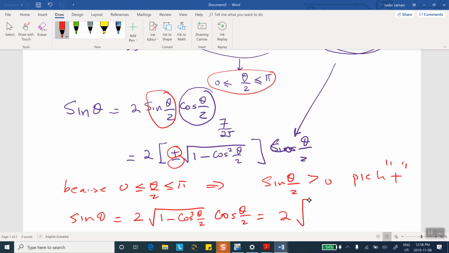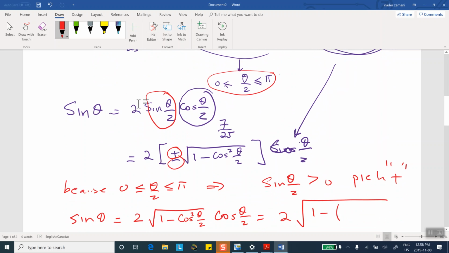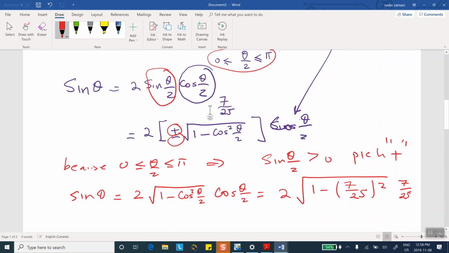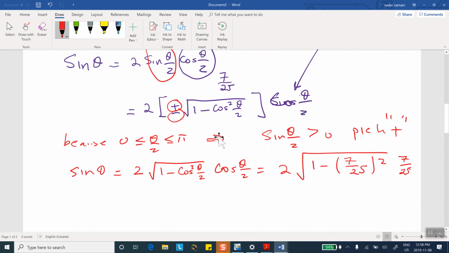So 2 square root of 1 minus, what was that cosine? It was 7 over 25. 7 over 25 squared, and then 7 over 25 outside the radical. As far as I'm concerned, this is a perfectly legitimate answer. However, the answer in the book, they may have simplified it. And what I do suggest is that, let me actually simplify this thing. This is going to be 2 square root of 625 minus 49 over 625 times 7 over 25.